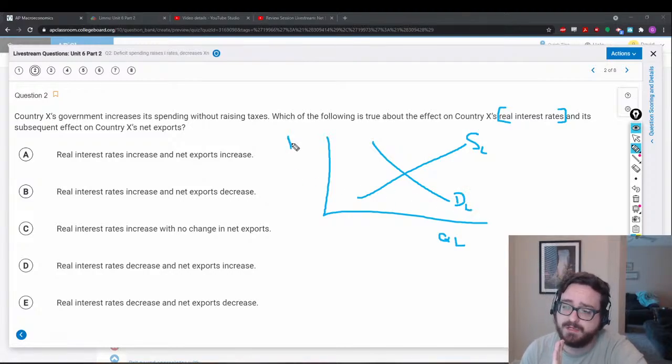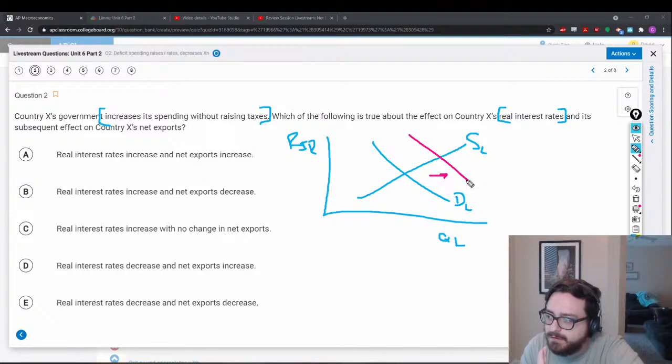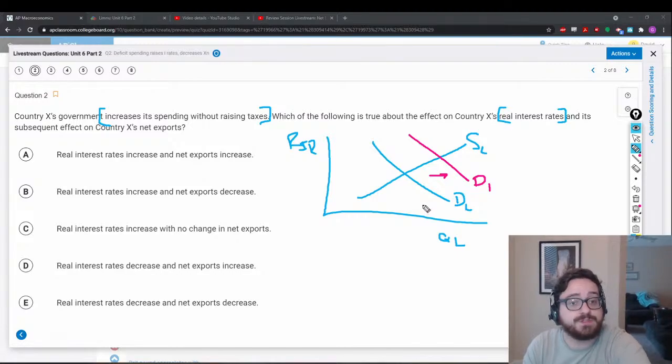And I should also know, at least should be able to recognize, that when they're talking about government increasing spending without increasing taxes, they're talking about crowding out. They're talking about the government having to borrow to finance its spending. Because if they're increasing spending without raising taxes, the government's going to have to borrow. Which means in my loanable funds market graph, there's a greater demand for loans. Because if the government wants to borrow more, there's a greater overall demand now for loans. So I get a higher real interest rate. Goodbye, D and E.